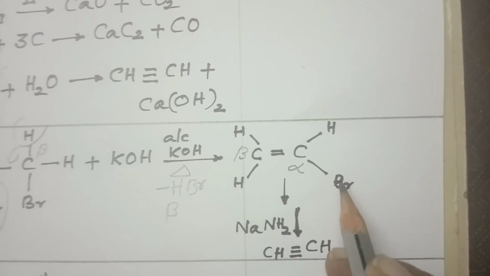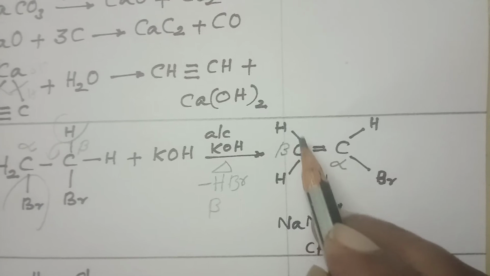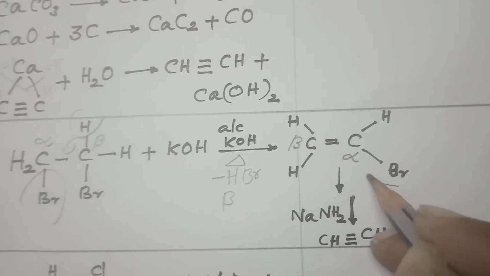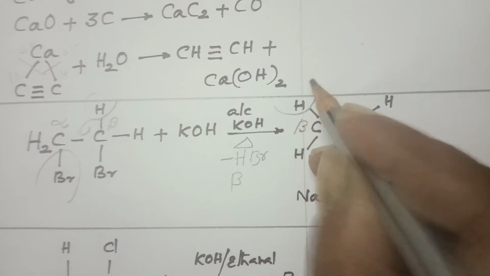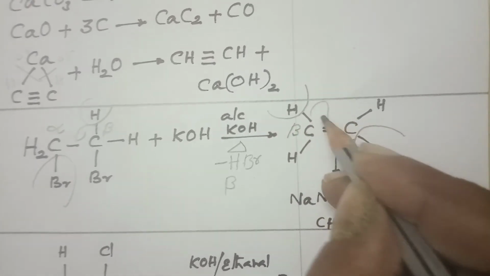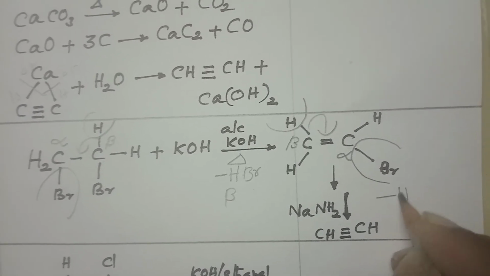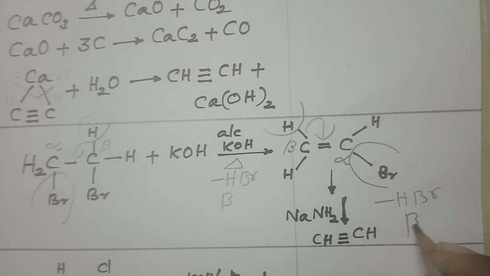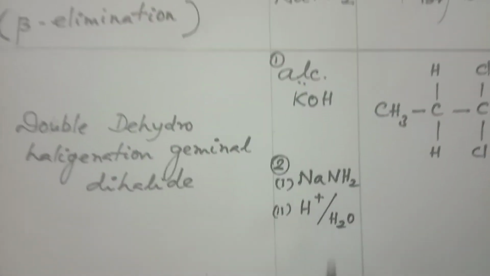Now only one Br is available. This carbon is alpha, and this carbon is beta. The halogen is removed with the bond and the beta hydrogen is removed without the bond, and the bond shifts here. Now you get the product by removal of HBr, and it follows beta elimination. The knowledge is the same.